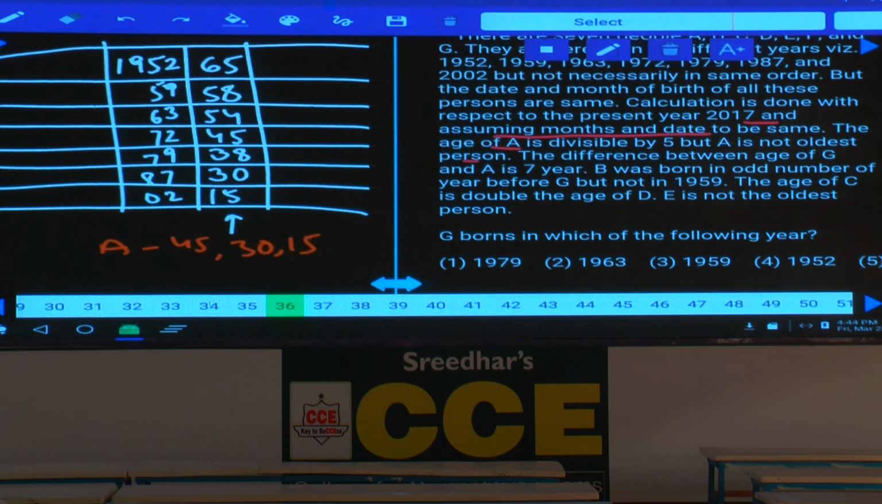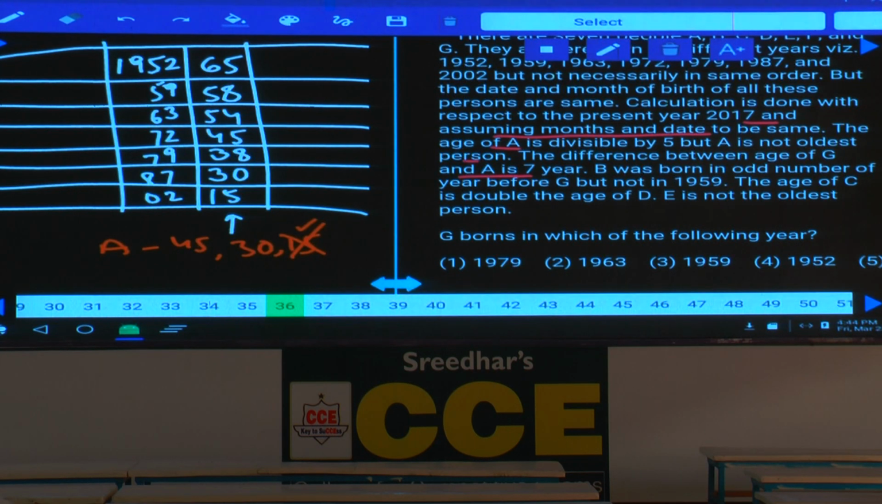And A is not the oldest. The difference between the age of A and G is 7 years. A and G differ by 7 years. If you take A as 15, then G must be 15 plus 7, 22. Is there any 22 here? The age 22 is not there, hence A cannot be 15. Are you following this one or not?